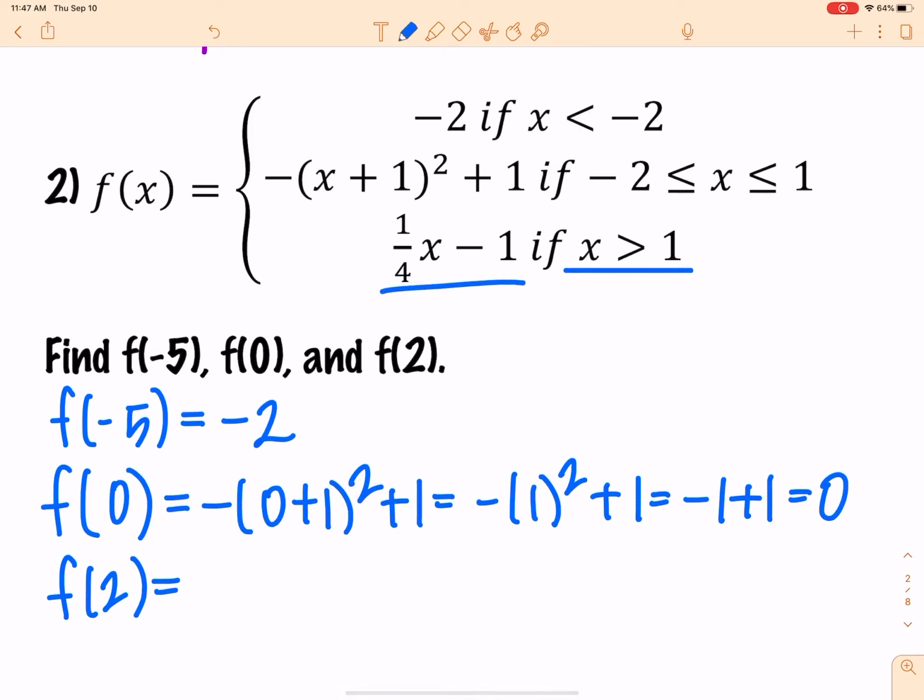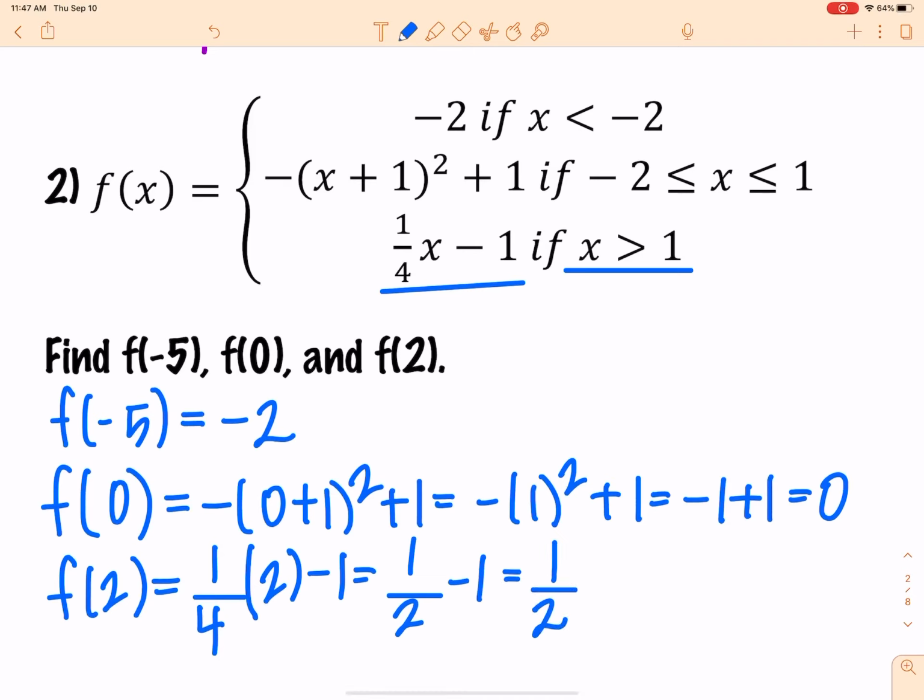All right, so f of 2, again, belongs in the last one. So we're going to plug it in here. So it's going to be 1/4 of 2, so 1/2 minus 1. Let's make common denominators of 2. So 1/2 minus 2 over 2. So your answer is -1/2.